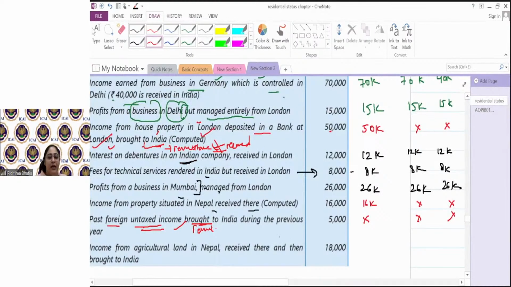Next, income from agricultural land in Nepal received there and then brought here. Agricultural income कहाँ हो रहा है? बाहर, receive कहाँ हो रहा है? बाहर. So not taxable. Agricultural income वैसे not taxable होता है, but वो only when it is earned in India. But it would be taxable in the hands of ROR.